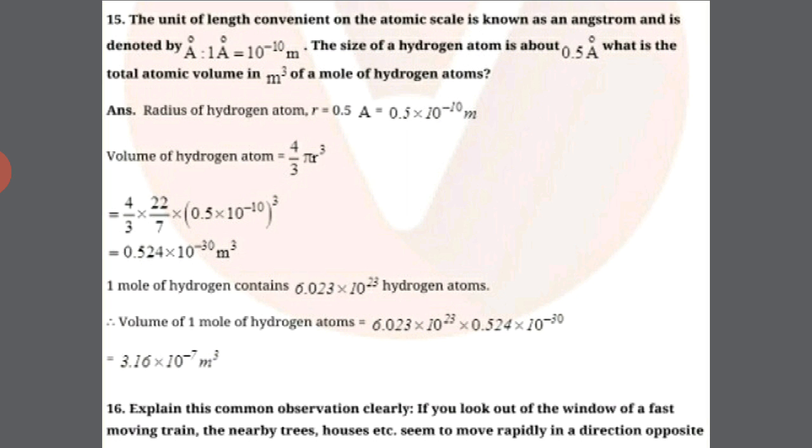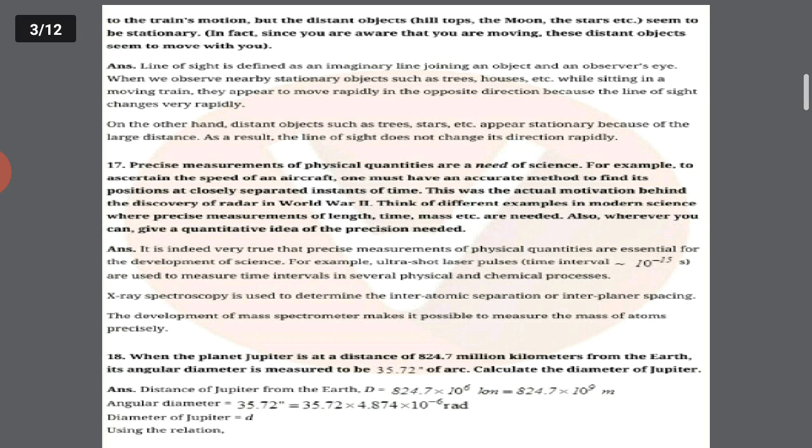Then the next question, number 16. Explain this common observation clearly. If you look out of a window of a fast moving train, the nearby trees, houses, etc. seem to move rapidly in a direction opposite to the train motion, but the distant objects, hill tops, moon, stars, etc. seem to be stationary. In fact, since you are aware that you are moving, these distant objects seem to move with you only. Okay, let's explain this answer.